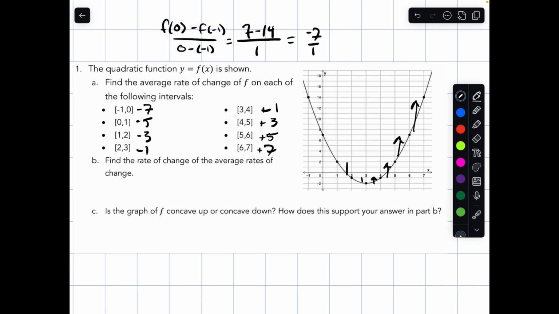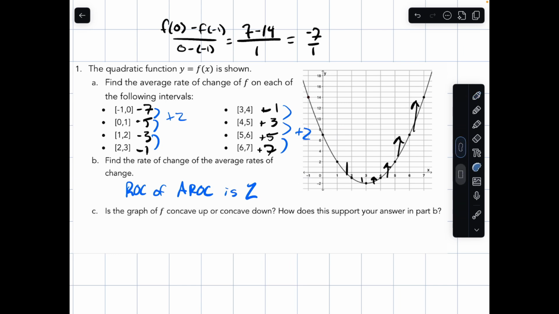So that was finding the average rate of change on each one of the intervals. The second question says find the rate of change of the average rates of change. So this is saying, here's our rate of change, and I want to find the rate of change of it. And we can see from each one of these, I keep adding 2. Here, here, here, I keep adding 2. So I would say the rate of change of the average rate of change is 2.